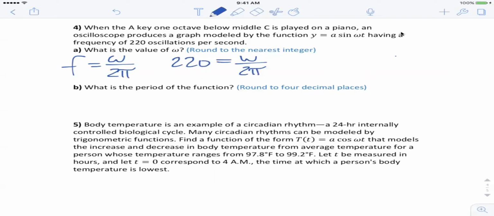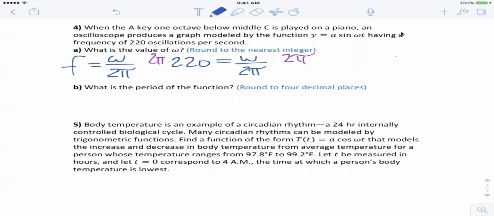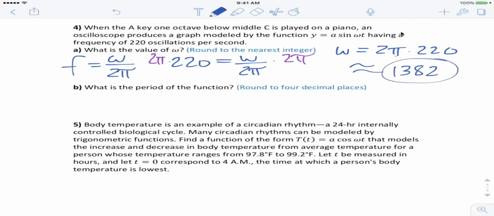And then to find omega, I'm going to multiply both sides by 2 pi. Okay, so essentially then we have 2 pi times 220. So my omega is 2 pi times 220. And in my calculator on that, I'm getting 1,382 rounded to the nearest integer. Done with that one. Okay, so that would be the value, the coefficient of the t in the function.